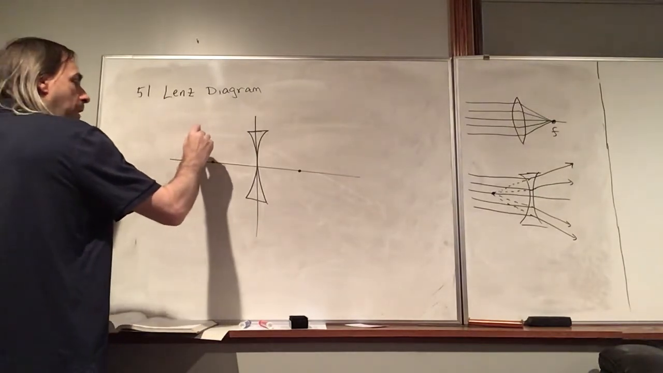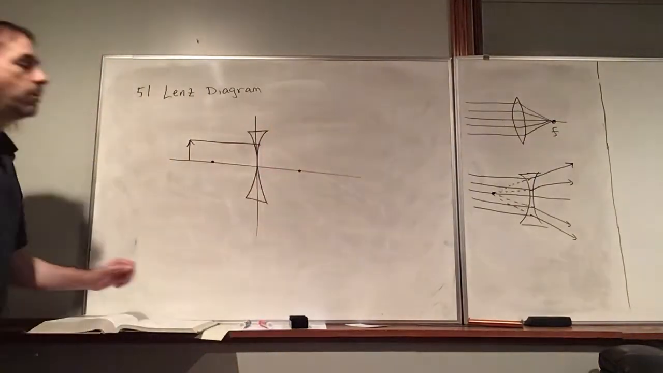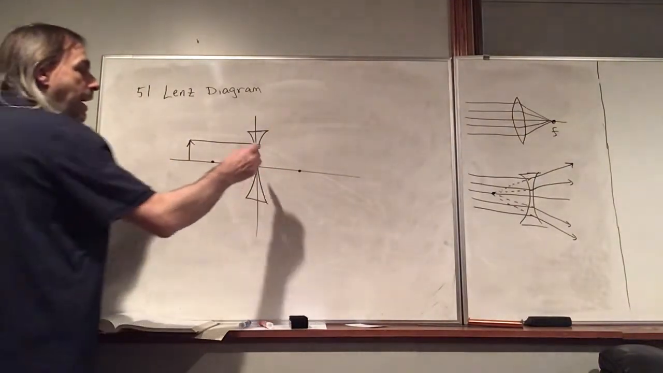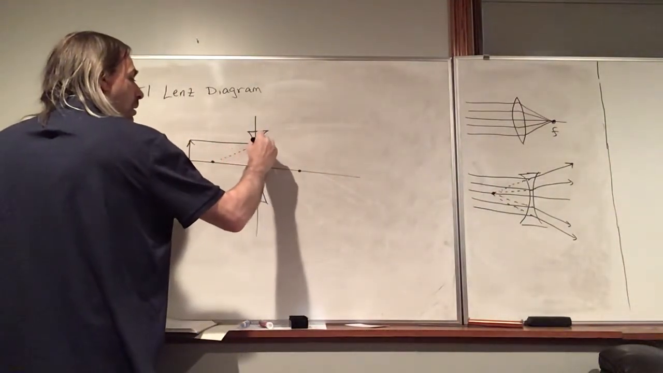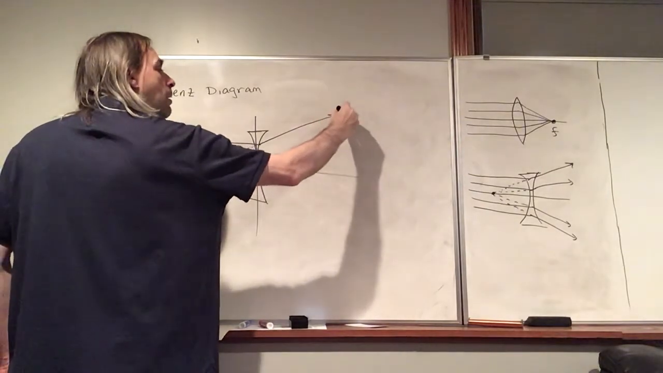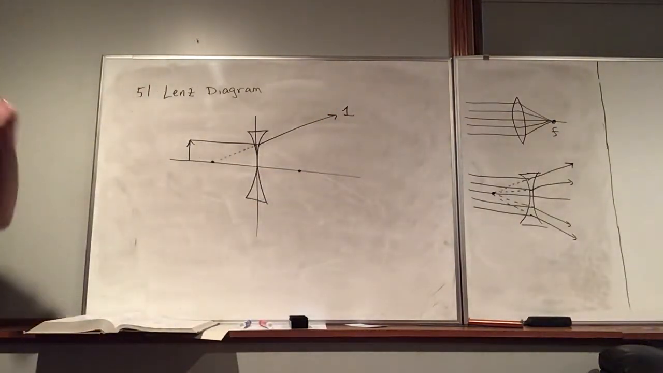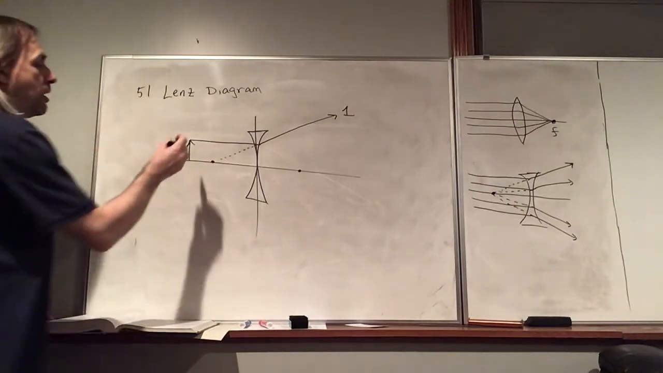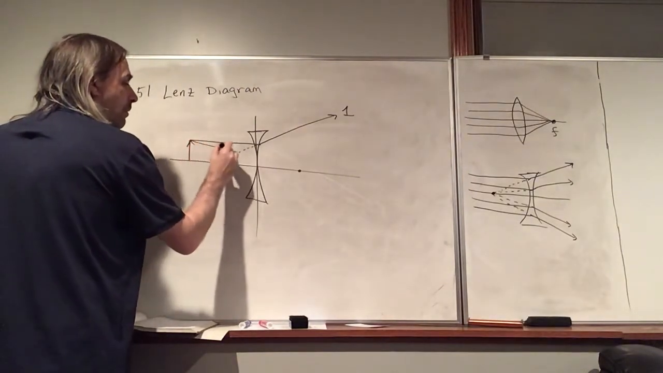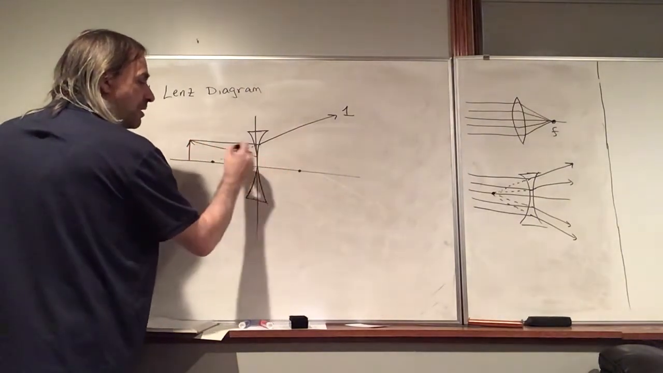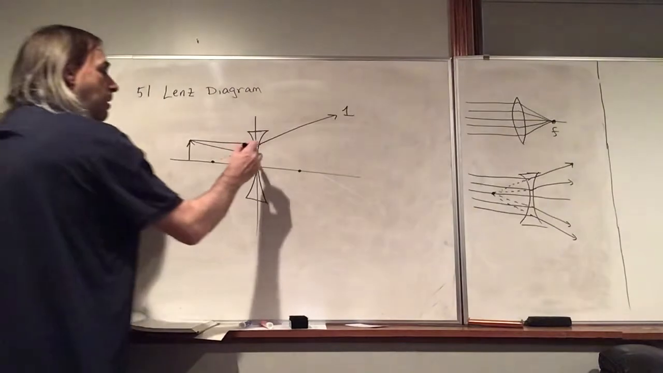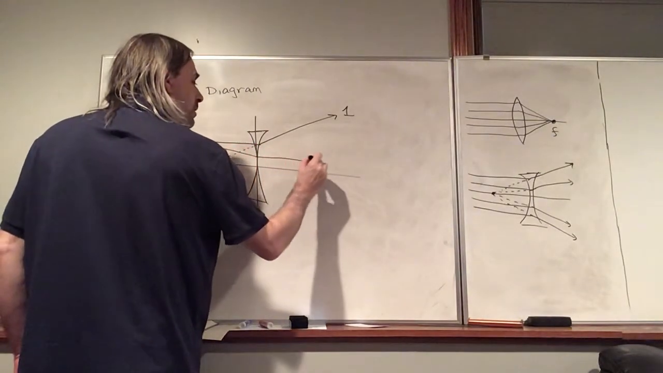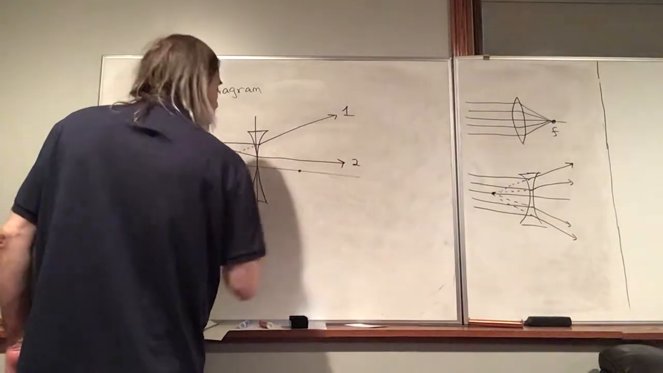And as always, ray 1. We start out parallel to the principal axis. And you can see from the picture, we're going to go away from the focal point on the left. Now, for ray 2, what we're going to do is go towards the focal point. So we're going to go in that direction. So if the lens wasn't there, we'd go through this focal point. Except now it's going to come through parallel to the principal axis. So that is ray 2.